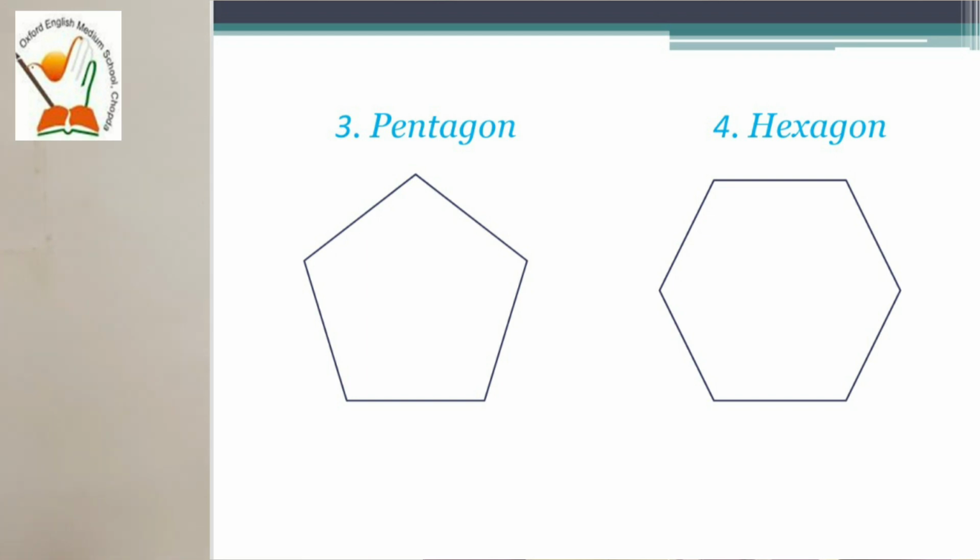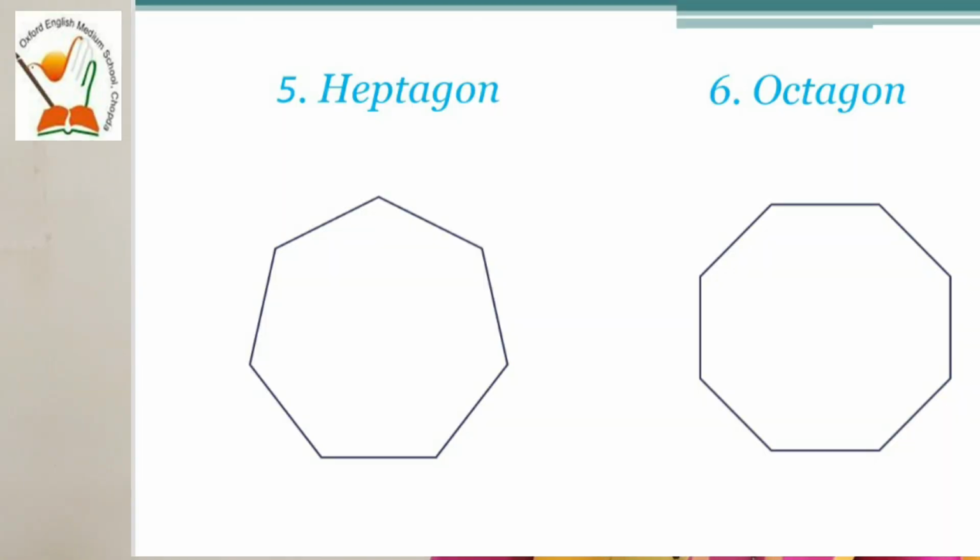When a polygon has 6 sides, that is called a hexagon. Hexagon has 6 sides, 6 vertices and 6 angles. When a polygon has 7 sides, that type of polygon is called a heptagon. Heptagon has 7 sides, 7 vertices and 7 angles. Octagon polygon has 8 sides, 8 vertices and 8 angles.